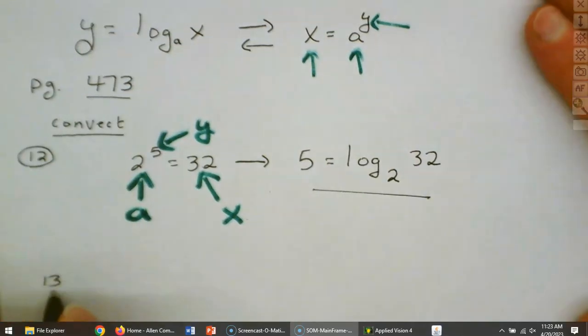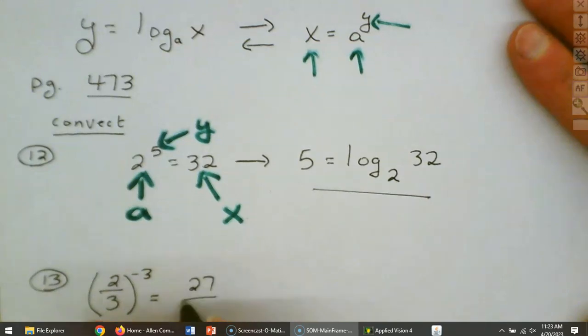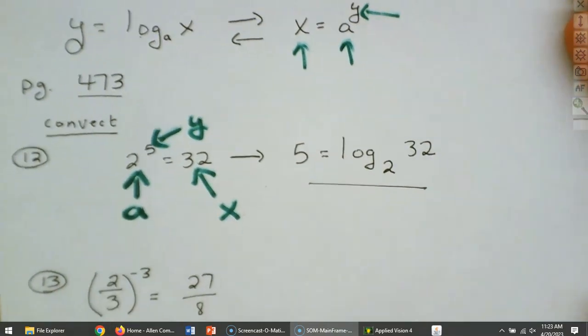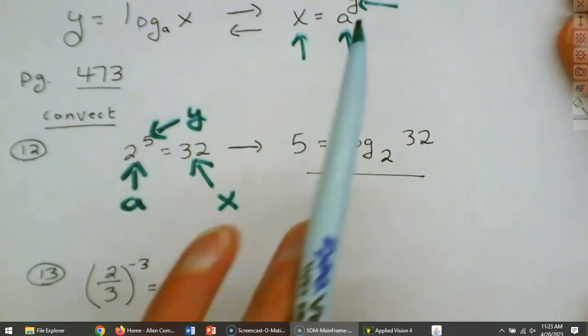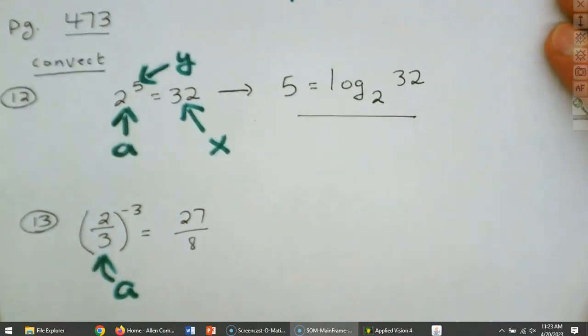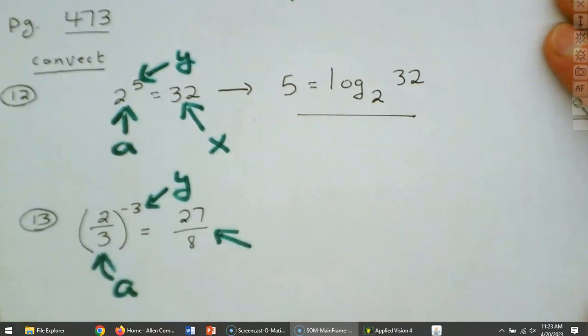Let's convert question 13. 2/3 to the negative third power equals 27 over 8. How would we convert it? Well, this 2/3 here, look at your formula. This 2/3, that's going to be your base a. So this is your a here. This power, that is your y. And 27 over 8, well, that is your x.